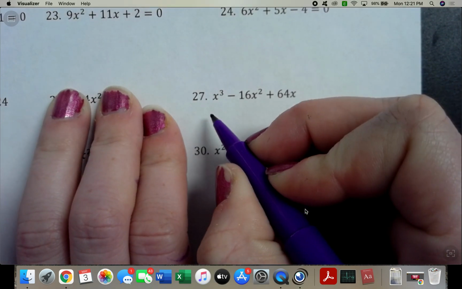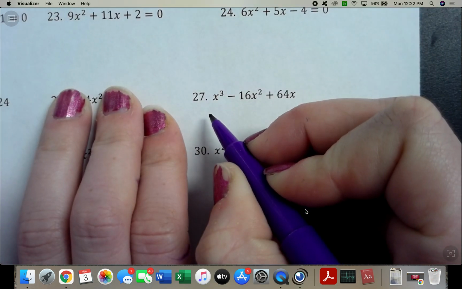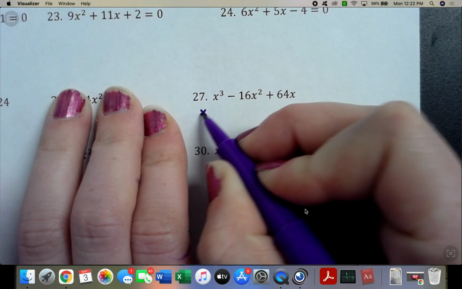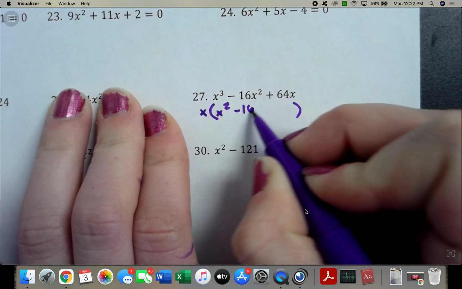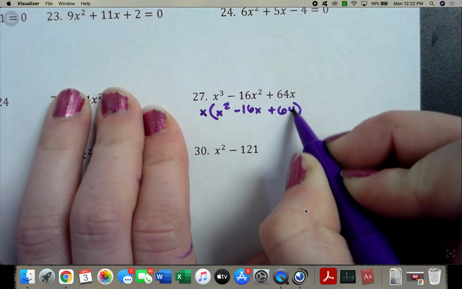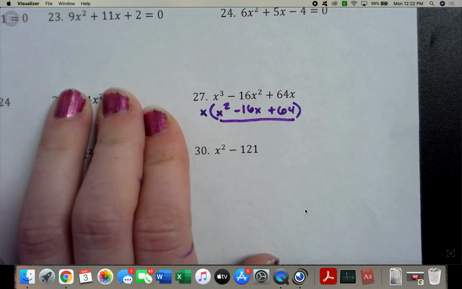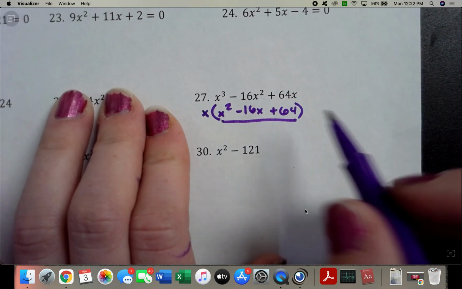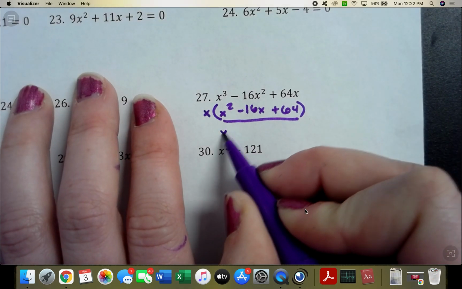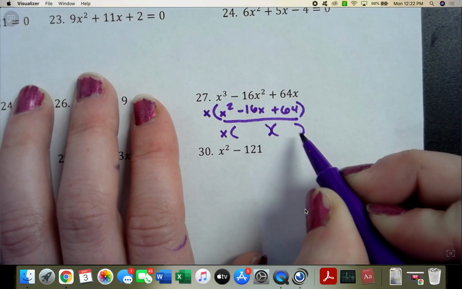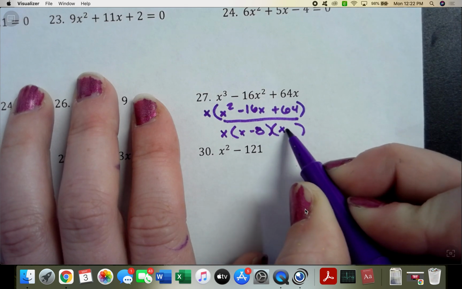What can you pull out of there? X, okay, and left over is x squared minus 16x plus 64. But now this guy is a simple trinomial, right? That stuff that's on the inside there. So what do you multiply together to give you 64 when you add them give you negative 16? Yeah. X minus 8 and x minus 8. But don't forget this little x off to the side over there, okay?